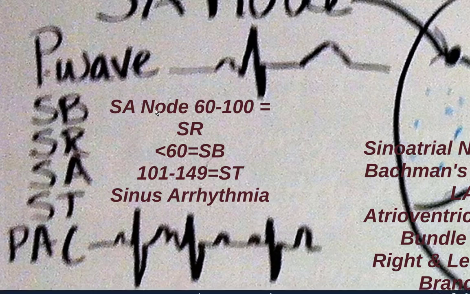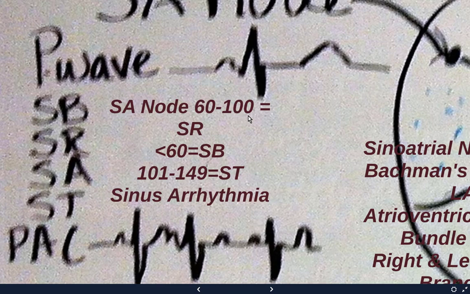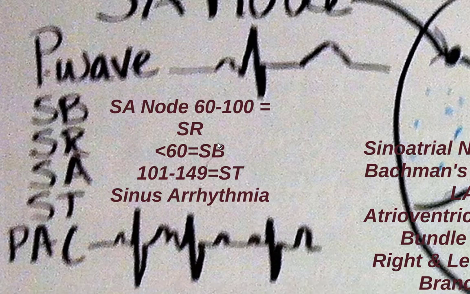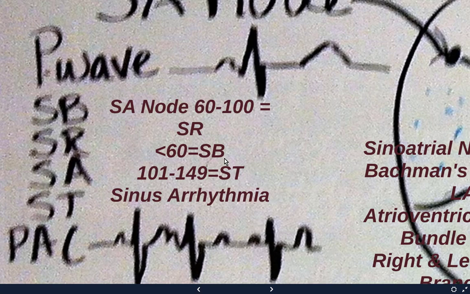So with the SA node, your rate is going to be 60 to 100 beats per minute. When it is within that range, then it is called sinus rhythm. If it is less than 60 beats per minute, then that is sinus brady, and we are talking adult population only. You will not be tested over pediatric information for cardiac conduction. When we are talking about a heart rate greater than 100 but less than 150, so 101 to 149, that is sinus tach.